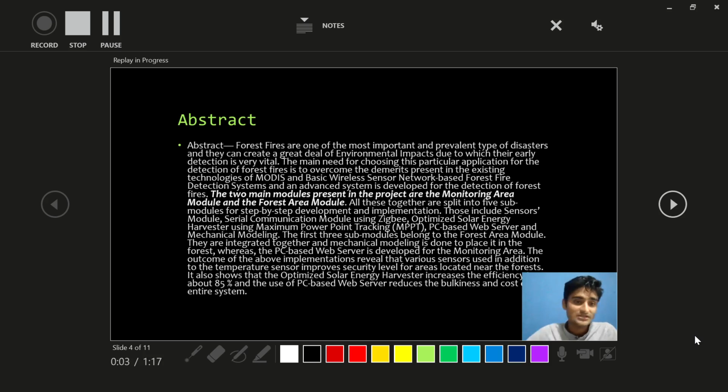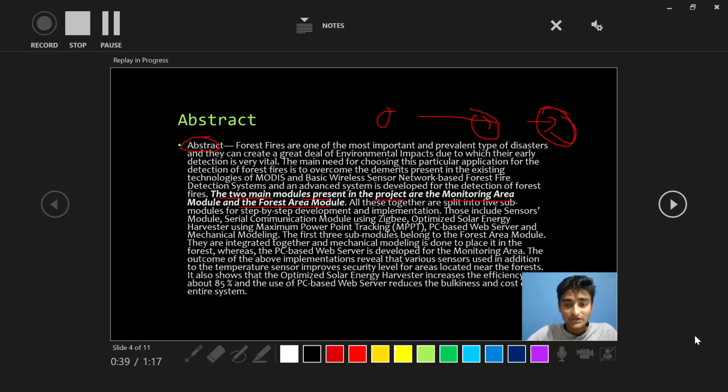Here you can see the visualization of the abstraction part. The two main modules usually present in the project are the monitoring area and the forest area, which I have already signified. These have different blocks connected to each other, and different blocks have different instrumental works, or functionings. Each functioning has different subroutes as well as submodules, which we will discuss in detail.